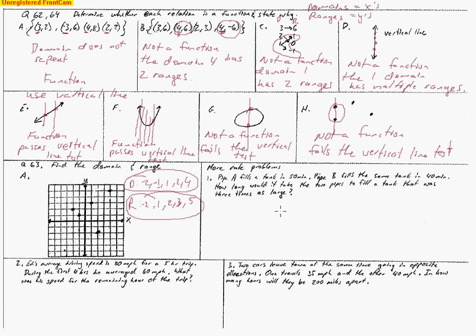Taking a look at this next one here. Pipe A fills a tank in 50 minutes. Pipe B fills the same tank in 40 minutes. So you're trying to find the rates.